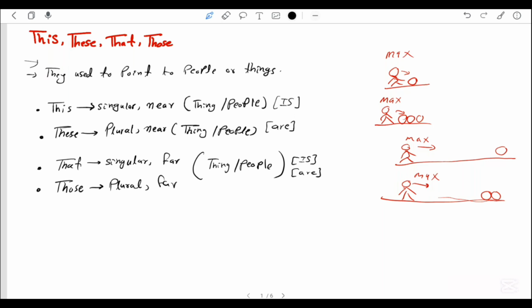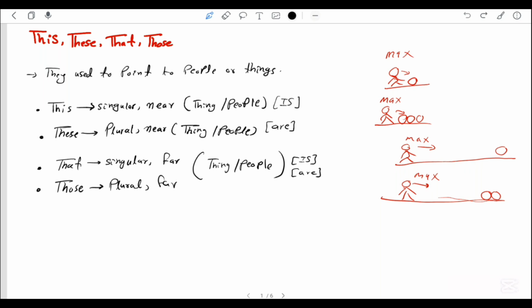So here we have the definition, as you can see, right? They are used to point to people or things. When I say they, I mean this, these, that, those, right? We use this with a singular person or thing, and with something which is near.